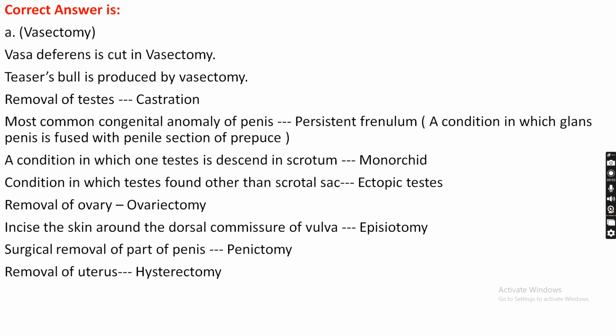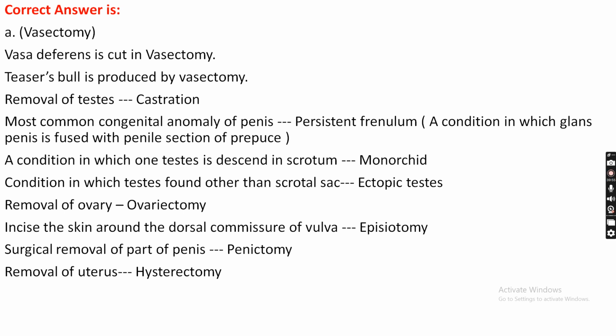Removal of testes is known as castration. The most common congenital anomaly of the penis is persistent frenulum, a condition in which there is a membrane located between the penis and the prepuce. A condition in which only one testis descends into the scrotum is known as monorchid. Mono itself implies single. A condition in which the testis is found other than in the scrotal sac is ectopic. The term itself implies that it is not located in its original position.